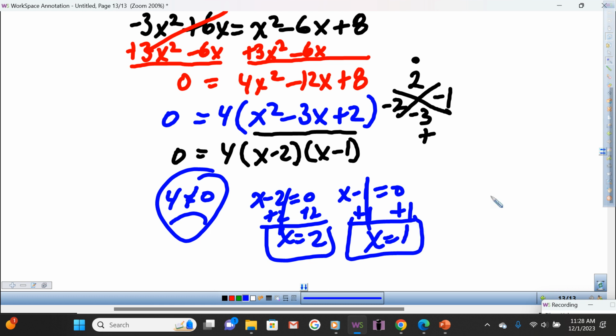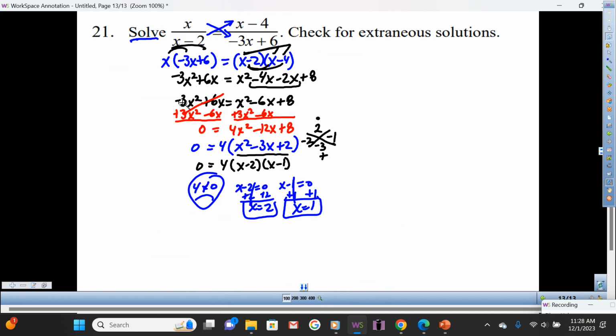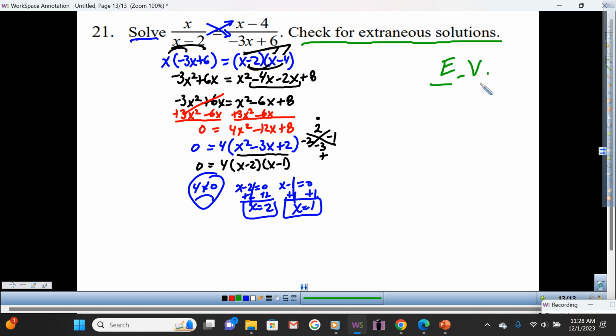Now, according to the first part, let me zoom out. It said to solve. So according to what I did, we all did, we finished. However, what does this mean? Check for extraneous solutions. Well, whenever you get to this point, remember excluded values. So what do I do to find my excluded values? Tell your neighbor, please, and Emily P is going to pass it to someone. Excluded values.